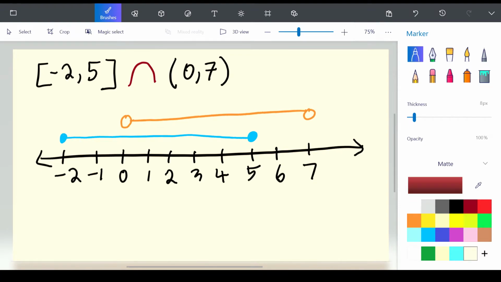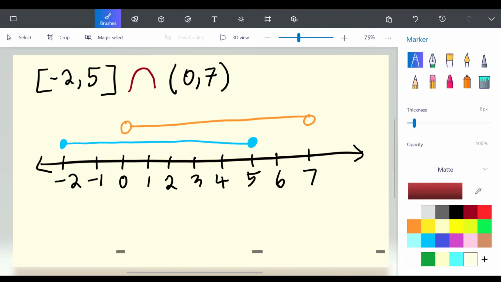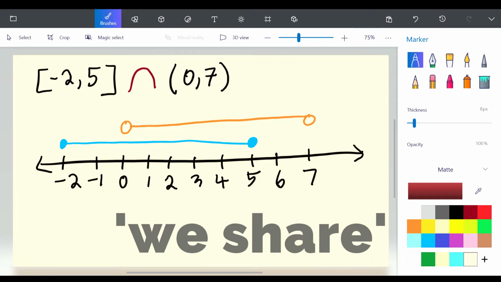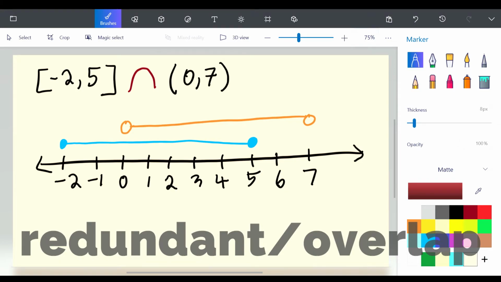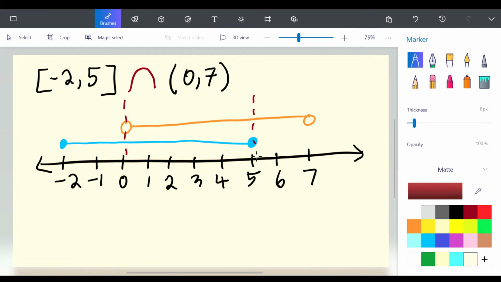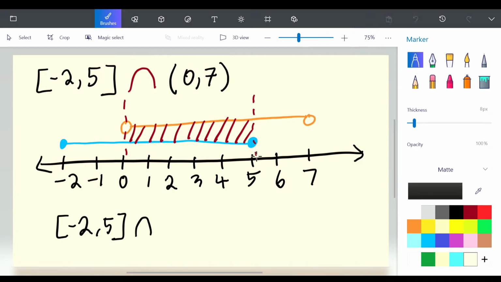Okay, what does it mean by intersection between these two intervals? Remember that intersection means something that we share, something that we have in similar. In this case, we are looking for something that is redundant. It starts from 0 and it ends with 5. These two intervals share numbers starting from 0 until 5. But note that it doesn't include 0 and it includes 5. So the answer for this notation is (0, 5]. And note that 0 is not included and 5 is included, looking at this part.